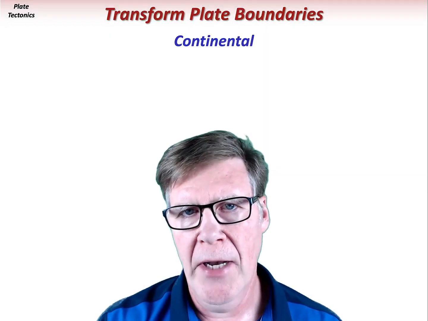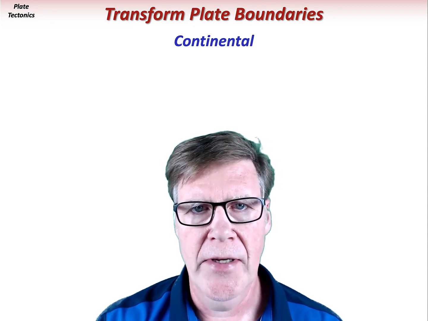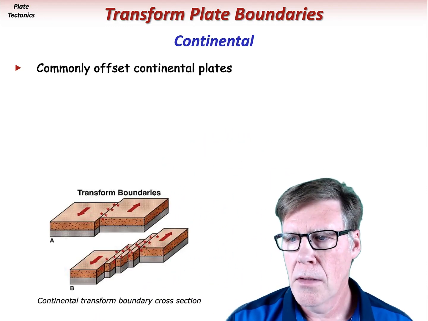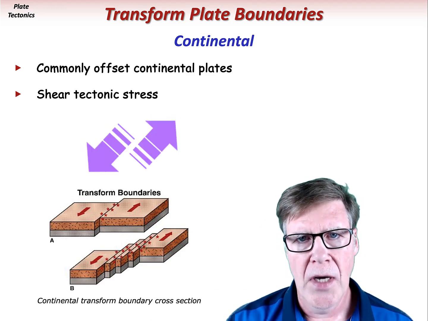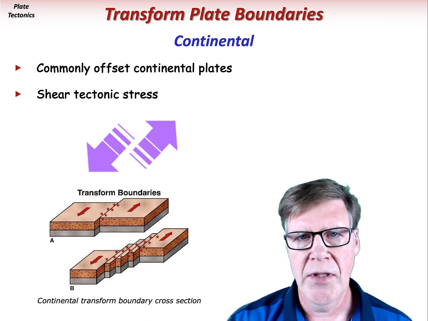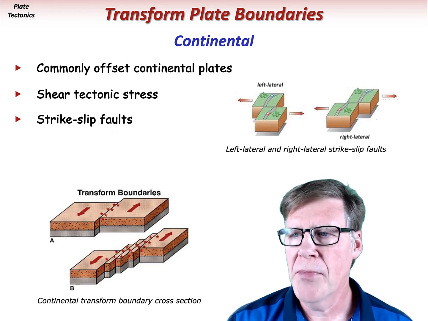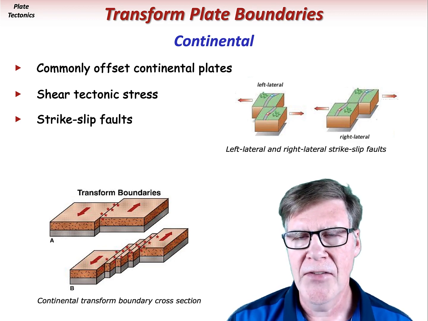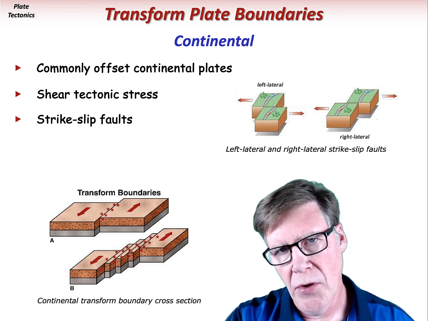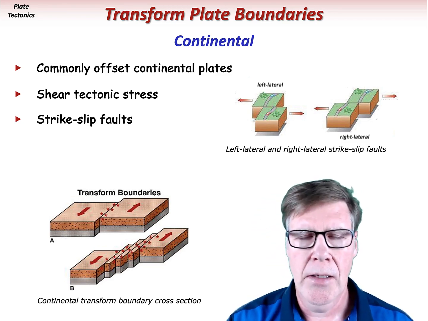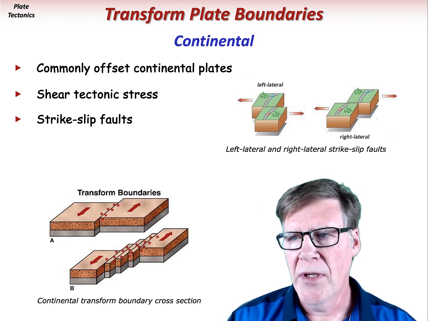Continental transform plate boundaries are where 2 continental lithospheric plates are sliding by each other in opposite directions. In this kind of setting, shear stress is commonly the dominant stress, just as is the case with an oceanic transform boundary. These transform faults can also be described more generally as strike-slip faults. This is because the motion is horizontal in the direction of strike. And we'll describe what strike is a little later, but it basically means that movement is horizontal.